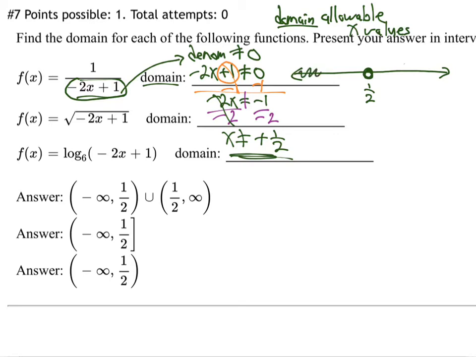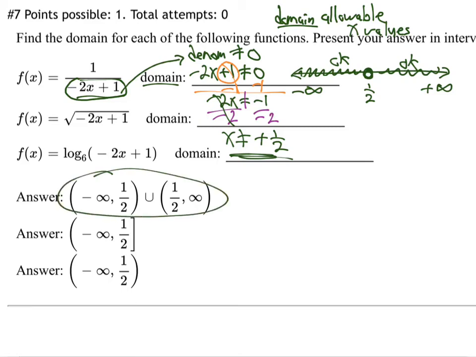That means all these numbers are okay. From negative infinity, that's left forever, up to 1/2. And all these numbers are okay from 1/2 up to positive or regular infinity. So that's how they got this answer, right? Everything from negative infinity up to a half.